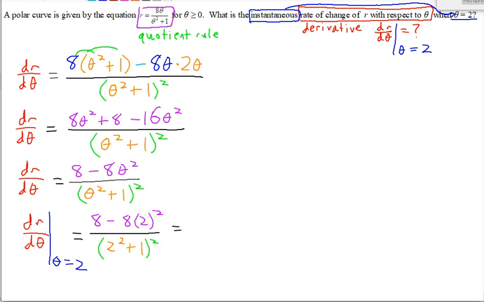And that'll give you on the numerator 8 minus 2 squared is 4 times 8, so 8 minus 32. Over 2 squared plus 1, that's 5 squared. 8 minus 32 gives you negative 24. Over 5 squared is 25. In this case, that doesn't reduce at all. Sometimes it might.